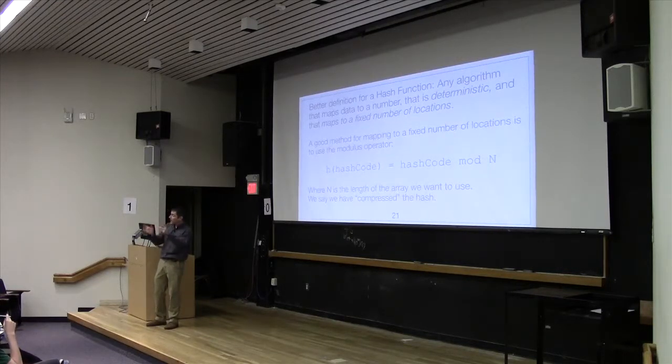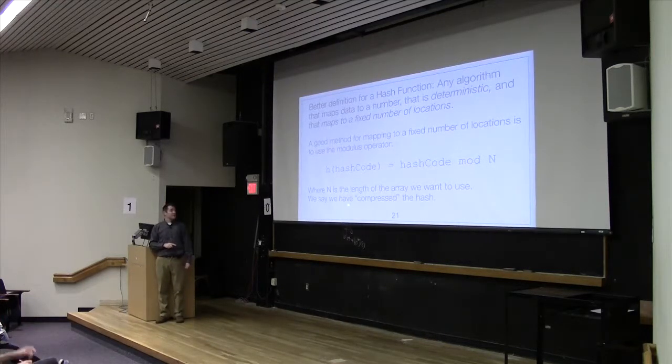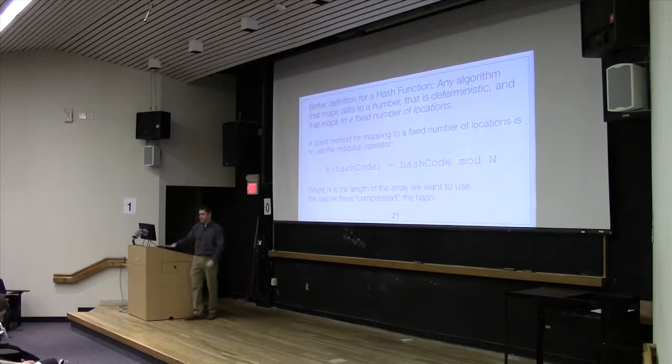Okay? Now you've got 10 spots, and you can have any number, but as long as you do the modulus function on it, you will end up putting it into one of those spots, 0 to n minus 1. In that case, what we say we have done is we have compressed that hash. We've compressed it down to the amount of space. Can anyone see the problem with this? What may happen eventually? I'll give you an example if you can't.